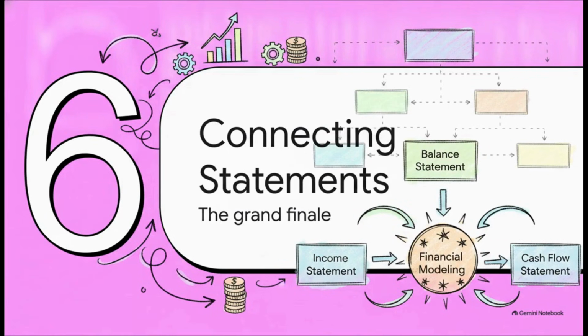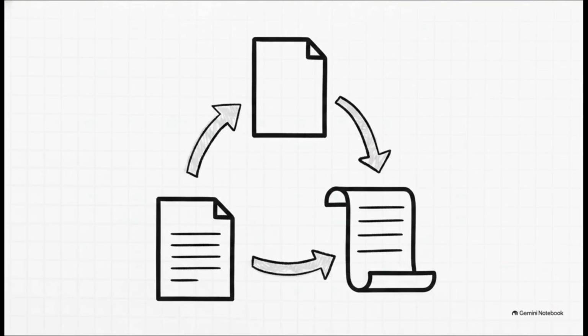Section 6. Connecting the financial statements. This is the grand finale, where true financial modeling really begins. If you memorize this architecture, you'll see how a 10 crore rupee net income boosts retained earnings, while a 2 crore non-cash depreciation is added back to cash flow, perfectly linking all 3 statements together. This is literally the nervous system of financial modeling.